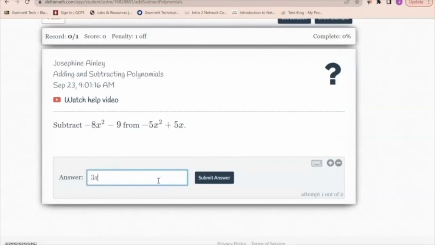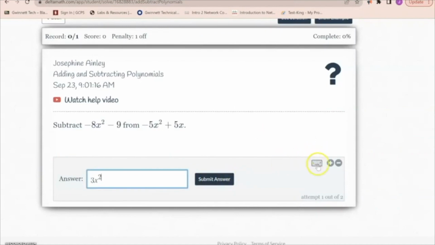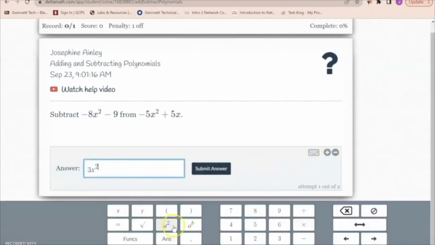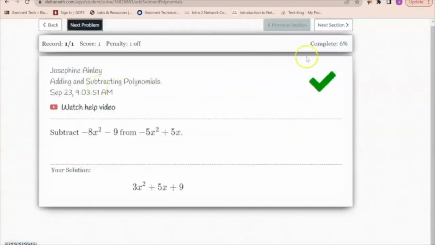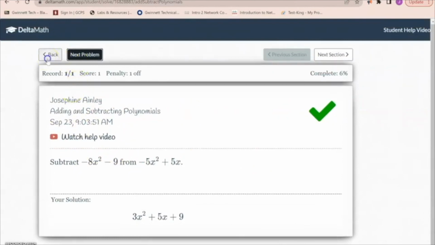So 3x. To get the squared is shift 6. Or you can press this keyboard right here and use the squared button right there. So 3x squared plus 5x plus 9. And you can use the keyboard here to type it in if you don't want to write it out. Okay. All right, so if you got that question wrong, or you don't understand my explanation, you can click right underneath the date, watch help video, and they'll do more than the one example that I just did. But I'm going to go on to the next problem.